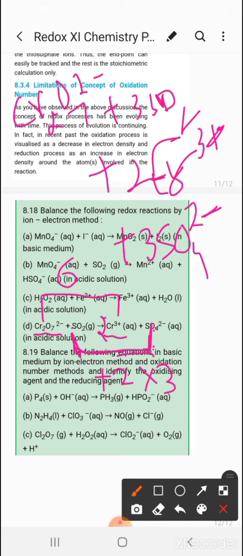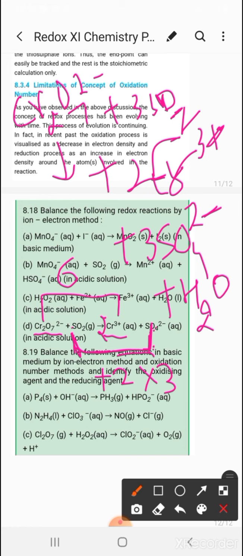Now balance the oxygens. You have to balance the oxygen first. Now you can see how many oxygens are there on the left hand side: 7 and 6, that is 13, and here it is 12. So 7 and 3 multiplied by 2 is 6, which makes 13. Here 4 times 3 is 12, so if you add one water molecule here, your oxygens will be balanced.